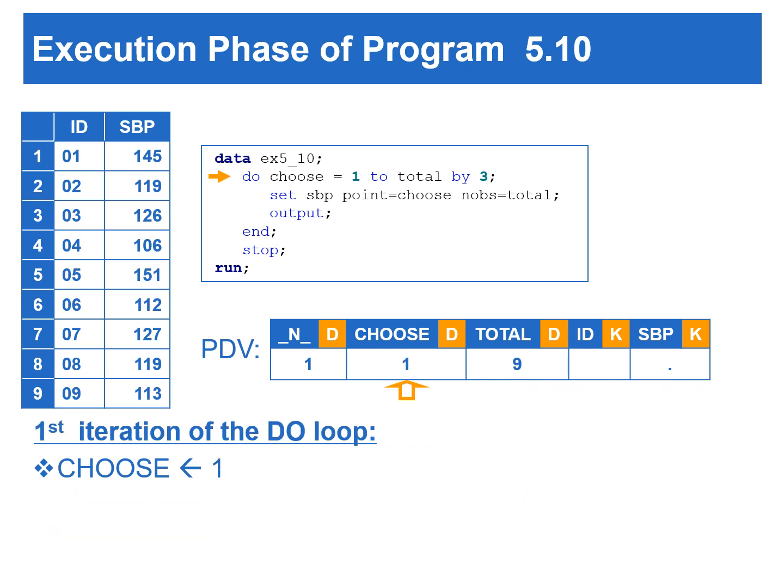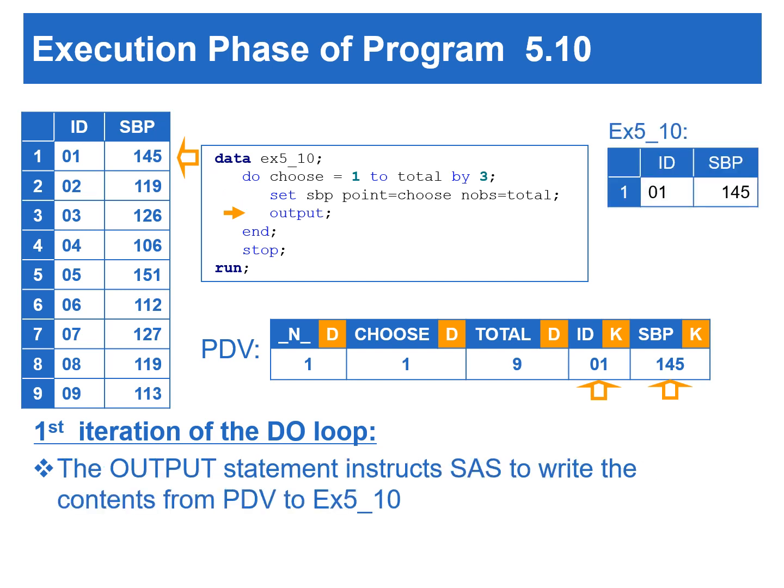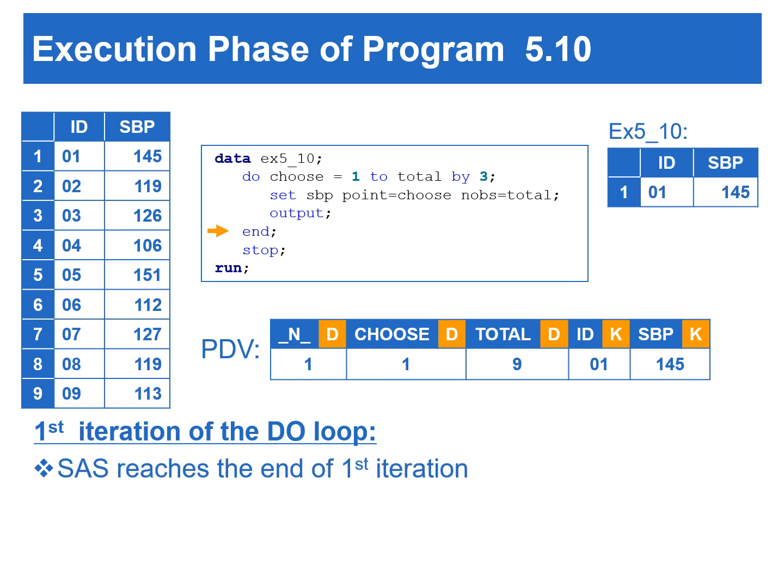At the beginning of the first iteration of the do loop, choose is set to 1. SAS reads the first observation from SBP into PDV by using the direct access mode. The output statement copies the contents from PDV to the output dataset. SAS reaches the end of first iteration of the do loop.